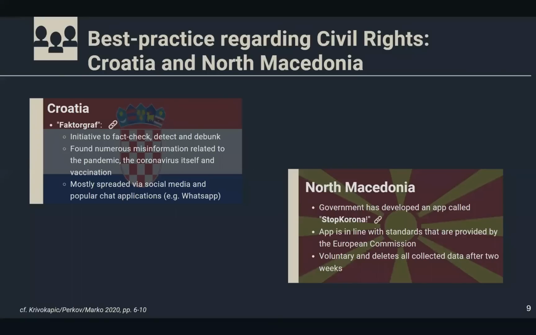As a best practice example in the area of civil rights, we have Croatia and North Macedonia. As we heard before, the spread of fake news plays a significant role regarding digital rights, especially during the pandemic. In Croatia, there is an initiative trying to counteract it called Faktograf. While trying to fact-check, detect, and debunk fake news, they found numerous pieces of misinformation related to the pandemic, the coronavirus itself, and vaccination, mostly spread via social media and popular chat applications like WhatsApp.